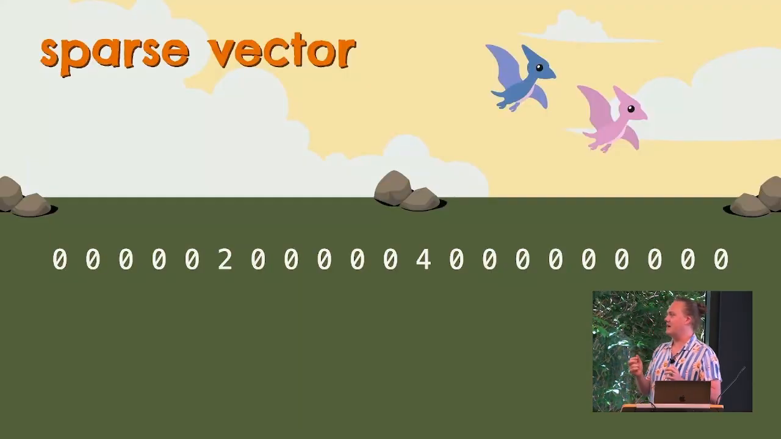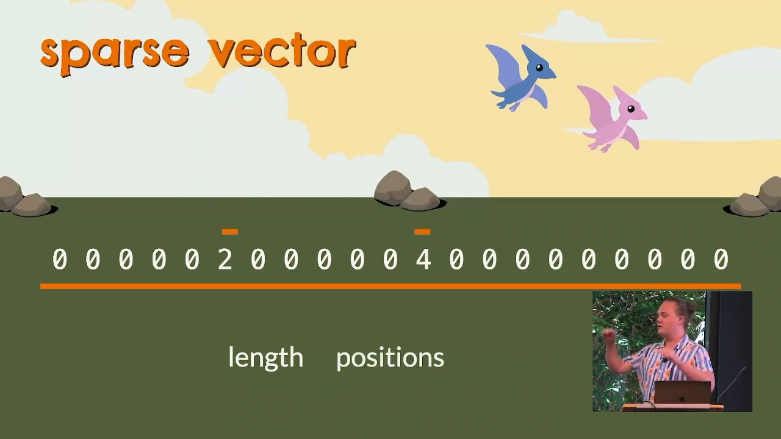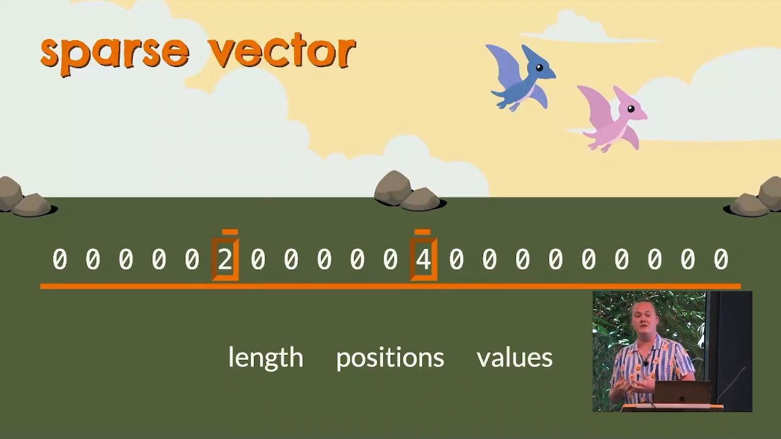So there's this idea of sparsity. Here we have a sparse vector that has 14 values or something, and 2 of them are non-zero. But the principle is the same if it had 1,000,000 values. So what's the minimal sufficient amount of information to be able to recreate this vector? We need the length. And what we have instead is the positions, so the integer position of where the non-zero values are, and what the values are.